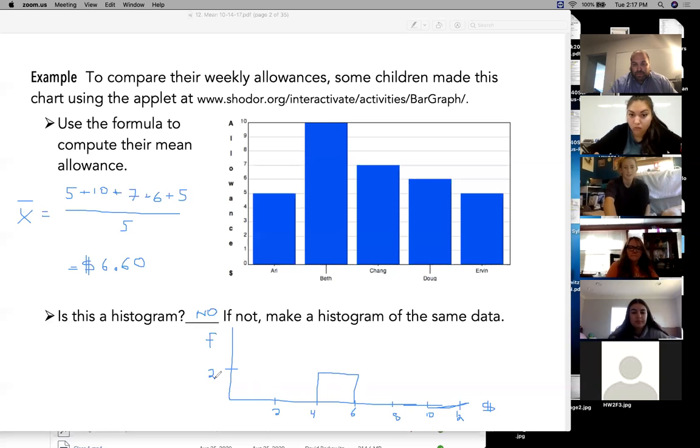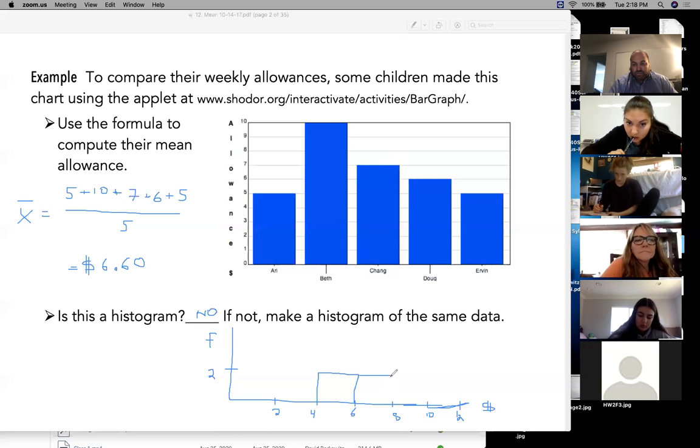What about 6? Because remember, if you fall on the border, our convention is that you go to the right, the next one. So 5s fall inside, but because 6 is on the border, 6 would go into the 6 to 8 category. How many go into the 6 to 8 category? 2. So that would be Chang at 7 and Doug at 6. So that one is also 2.